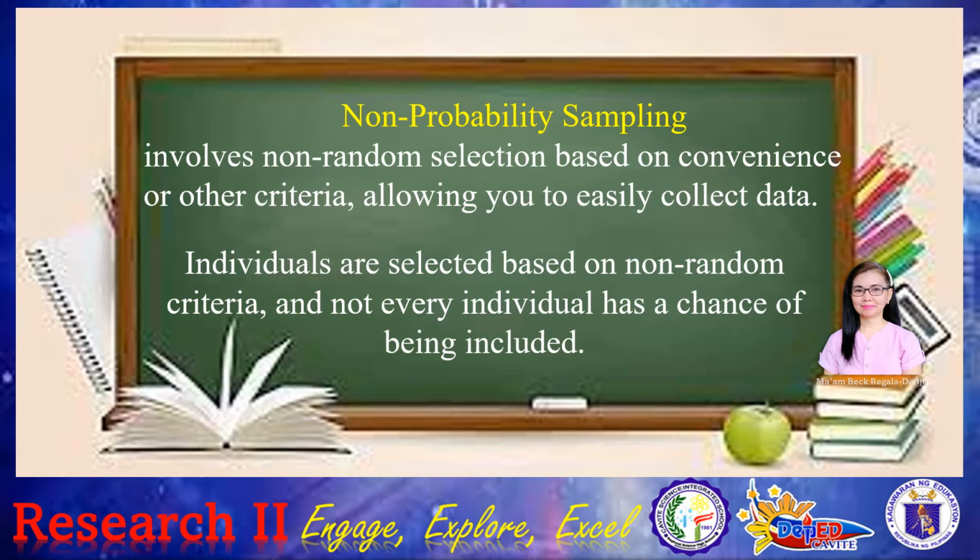it is easier and cheaper to access the sample, but it has a higher risk of sampling bias. That means the inferences you can make about the population are weaker, mas mahina than with probability samples, and your conclusions may be more limited. If you use a non-probability sample, you should still aim to make it as representative of the population as possible.